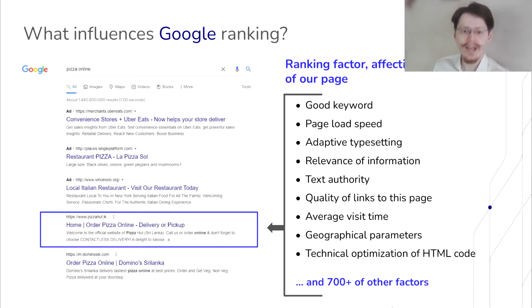Text authority, quality of links to this page. This is something we'll speak about a bit later in this video. Average visit time, so how much time users spend on your website, how interested they are in it. Geographical parameters, technical optimizations, and so on and so on and so on.